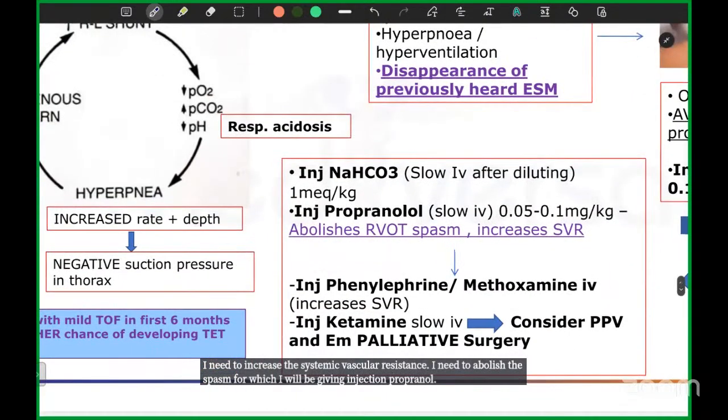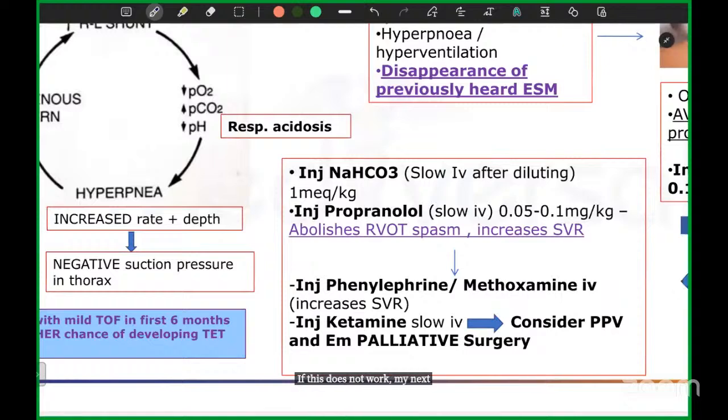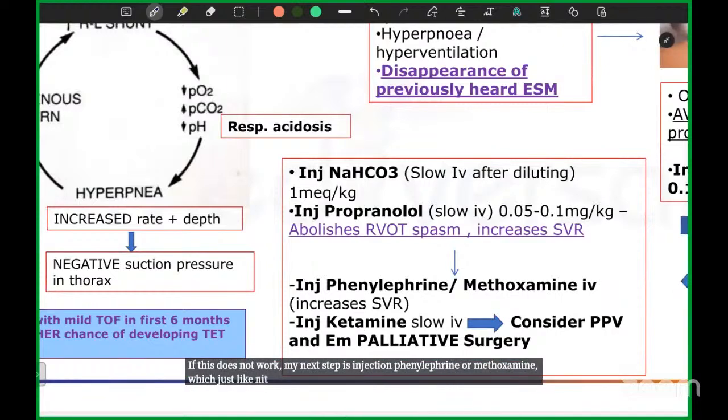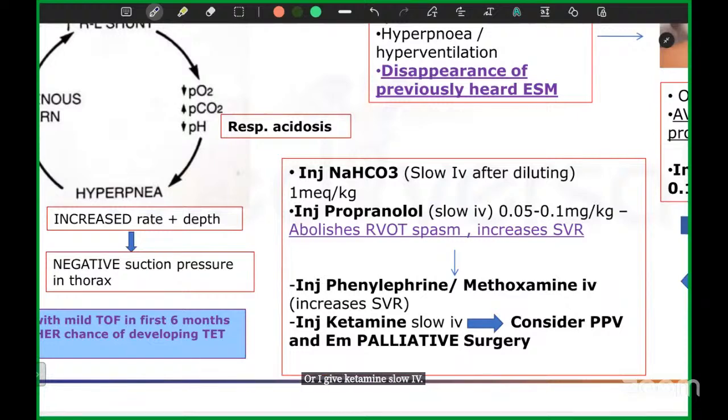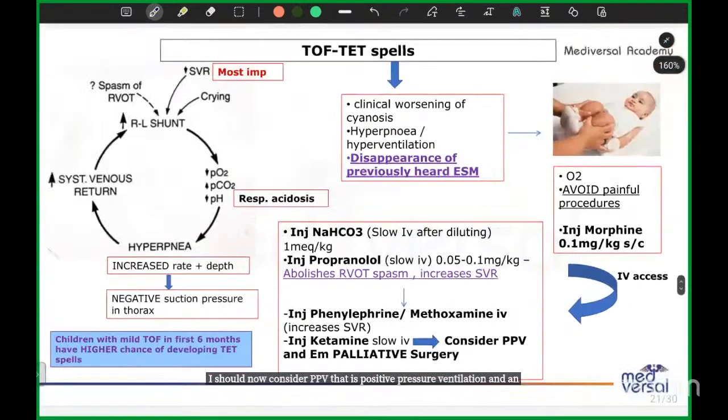If this does not work, my next step is injection phenylephrine or methoxamine, which, just like knee chest or squatting, increases the SVR, or I give ketamine slow IV. If after 3 attempts the baby is still not stable, I should now consider PPV, that is positive pressure ventilation, and an emergency palliative surgery.